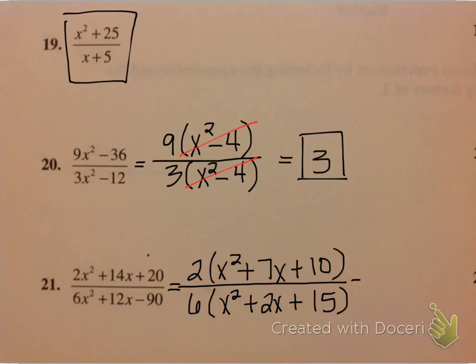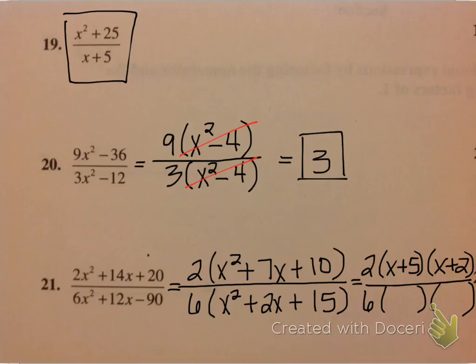Okay, so now let's see if the x squared plus 7x breaks down. Well, don't forget your 2. So that would be x and x. Factors of 10 that add up to 7, definitely 5 and 2. My denominator, let's see, again, don't forget that 6. X squared plus 2x plus 15, so I definitely have my x plus x. Factors of 15 that add up to 2.